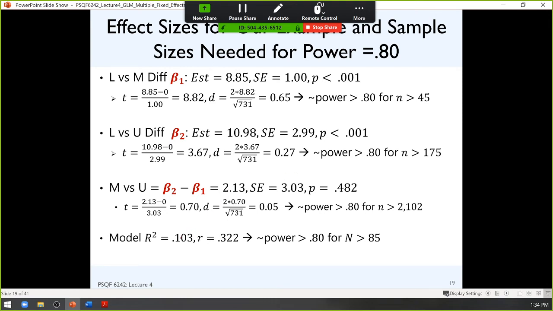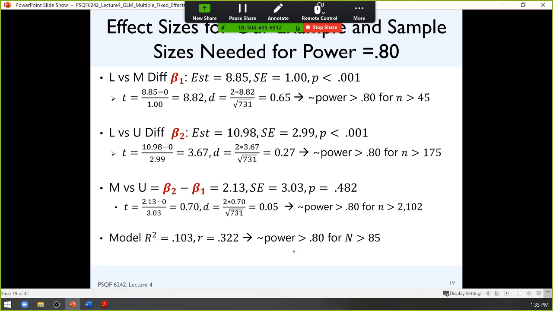One more, if I wanted to power a study to predict 10% of the variance, because how well the model works as a whole is yet another thing you can consider. If I take my R-square, that was 10%, 0.103, and I take the square root of that, that gets me an R effect size, that's 0.32. If I look on the table, I need at least 85 people to be able to detect a correlation of 0.32 with 80% power.